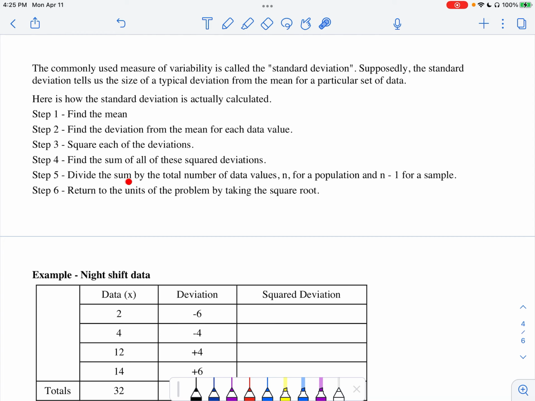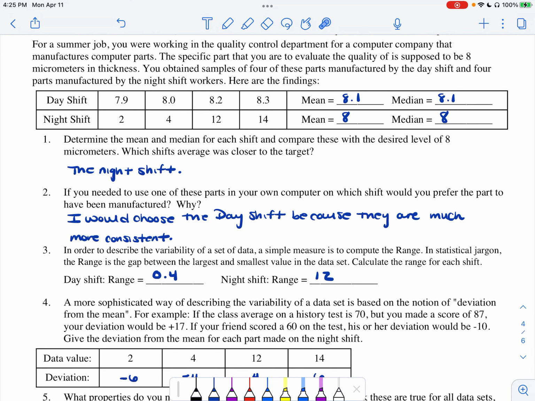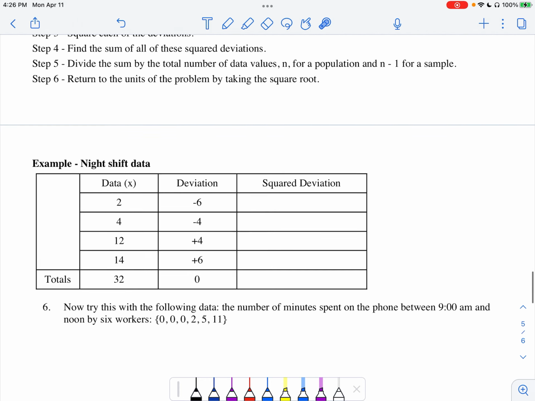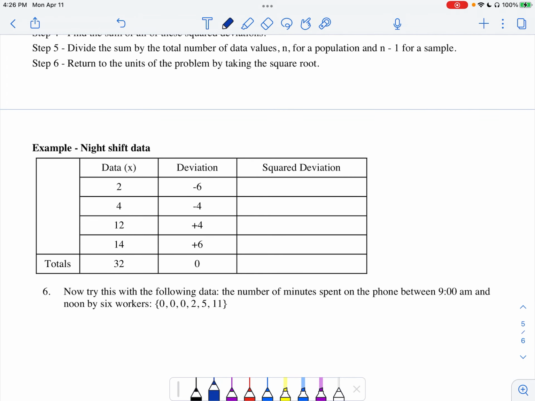Step 5, divide the sum by the total number of data values, n, for a population, and n minus 1 for a sample. In this case, this would be a sample because we just took 4 samples from this greater population of computer parts within this company. And then step 6, we are going to return to the units of the problem by taking the square root.